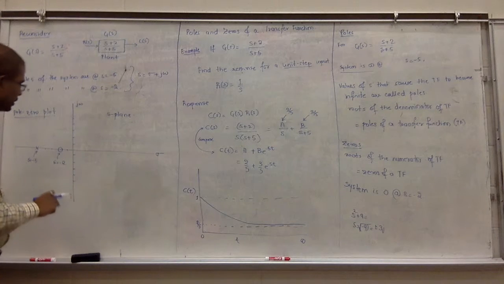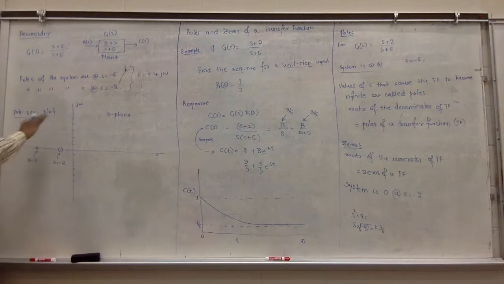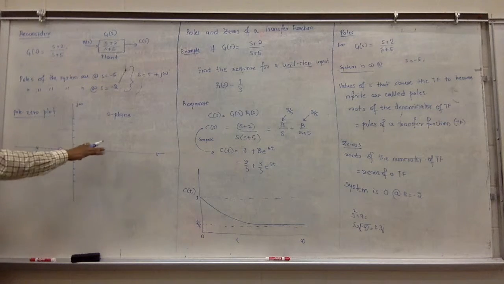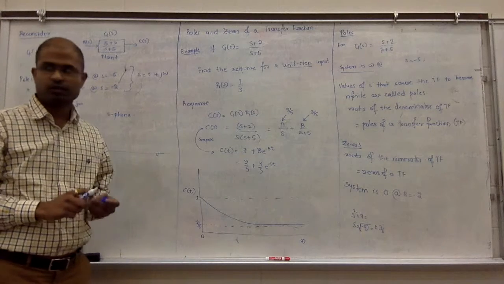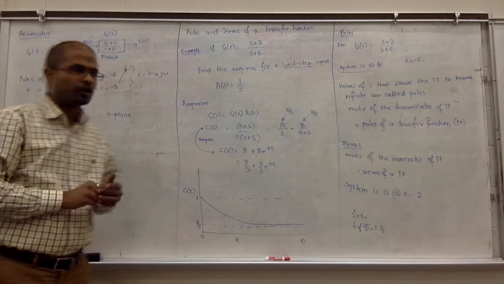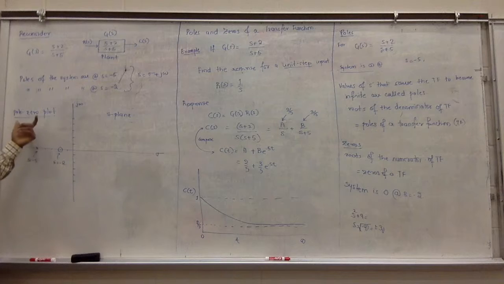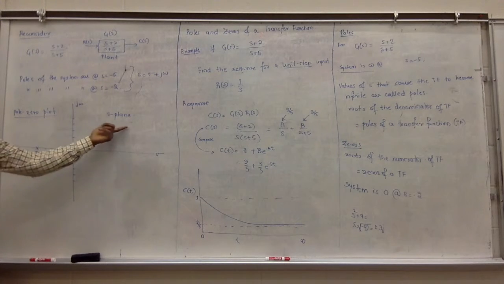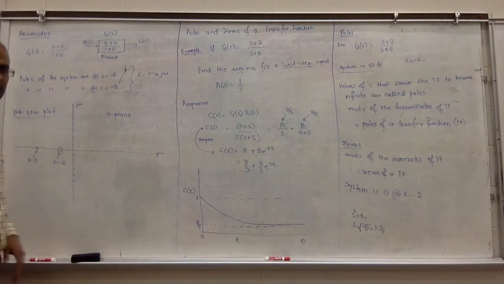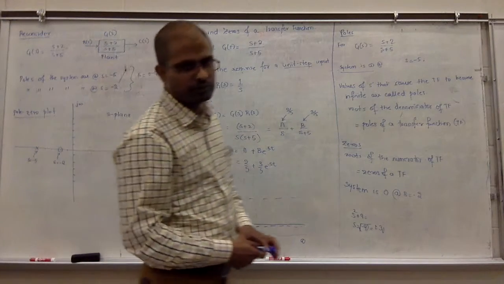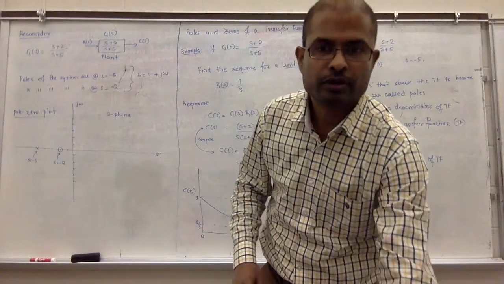We'll discuss that later. But this is clear, right? How to do the pole-zero plot. This is the s plane, and you just look at the roots of the denominator and the roots of the numerator, and then plot them on the pole-zero plot or s plane. This whole thing is called the pole-zero plot. We can stop here.